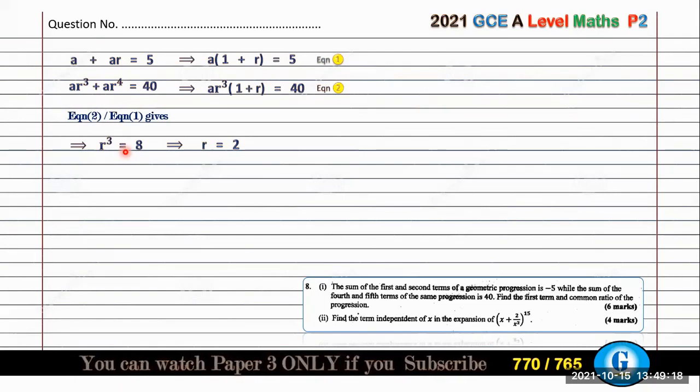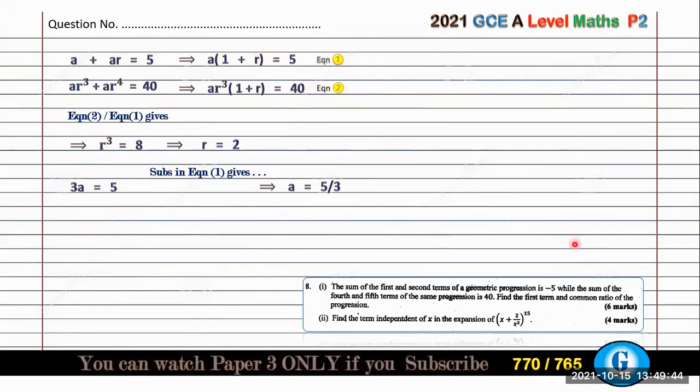Now, how do we get the first term? You just substitute this in any of the equations, like in equation 1. Since our r is 2, we will have a plus 2a, which is 3a, is equal to 5, and a is equal to 5 over 3. Students will spend about 15 minutes just to answer this part, and they will end up not having the answer. Look at how short and simple it has been. Use this approach for this type of question, okay?